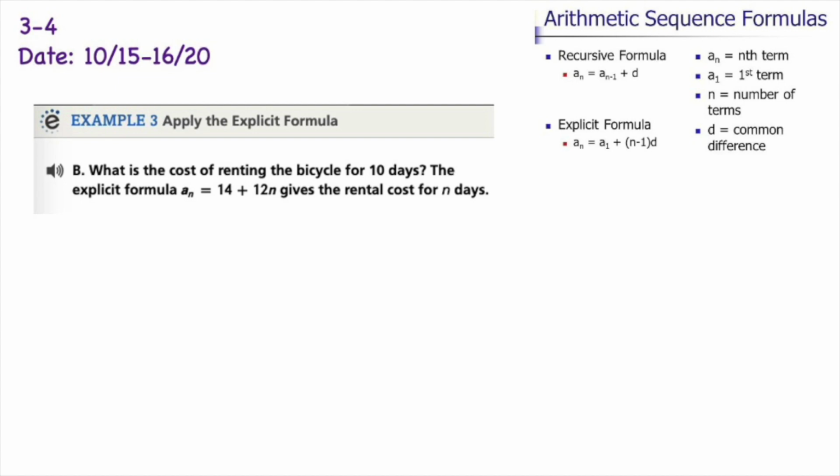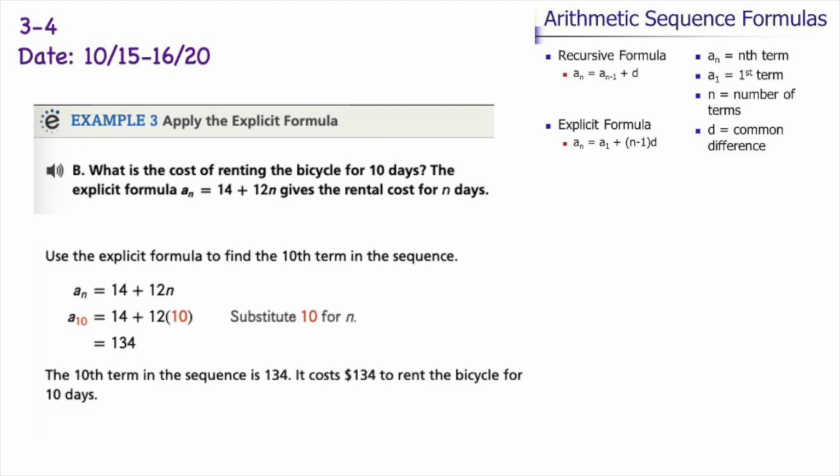All right, so 3b, what is the cost of renting a bicycle for 10 days? So they give you the formula, and they tell you that they want to know how much it's going to cost for 10 days. So this is your n, 10. So we're going to replace this n right here with a 10 and calculate it. So 12 times 10 is 120. 120 plus 14 is 134. So it will cost $134 to rent a bike for 10 days.